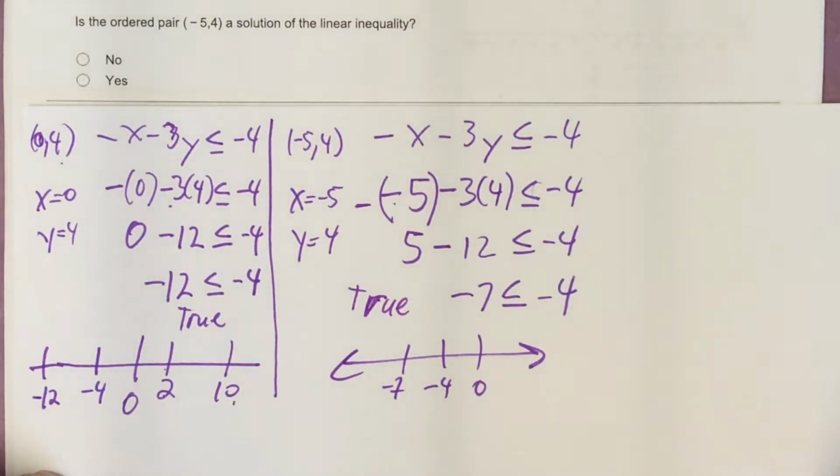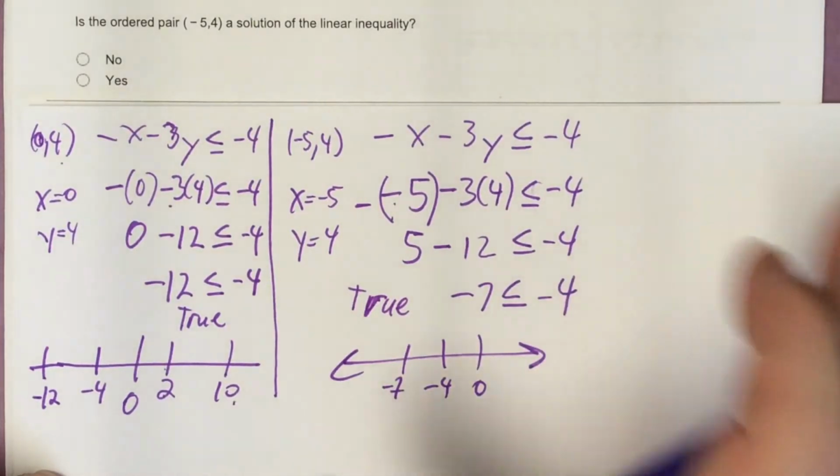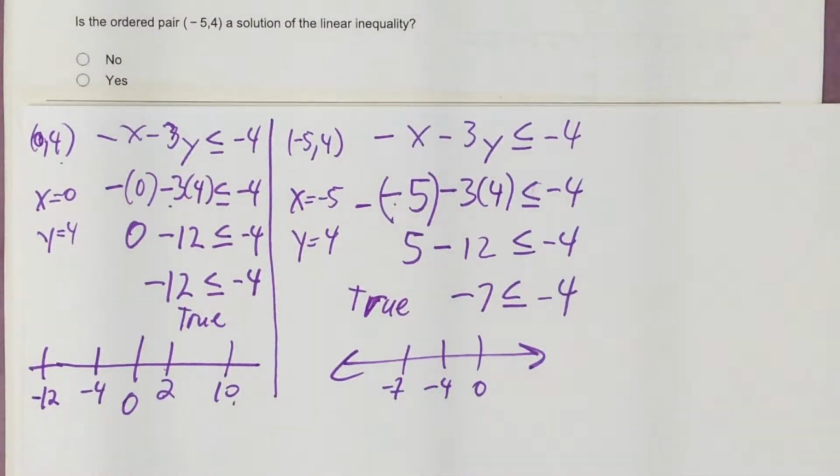So both of these are, in fact, solutions for this inequality. Now, to understand this from a different perspective, I need to teach you a few things because we're going to come back and look at this question in a little more detail. And we're going to ask, why does it work out this way?